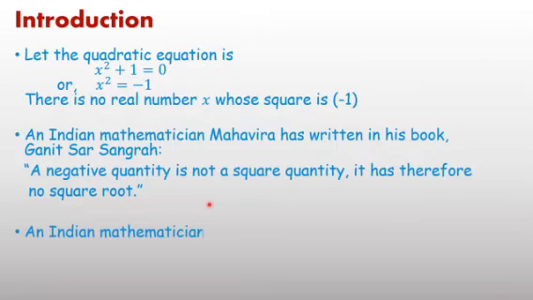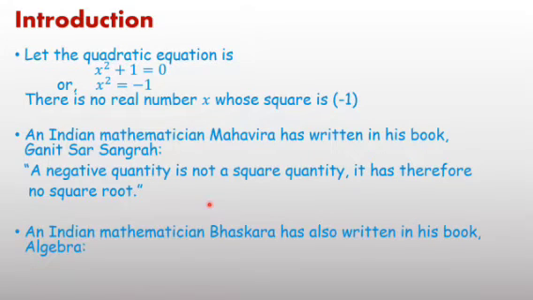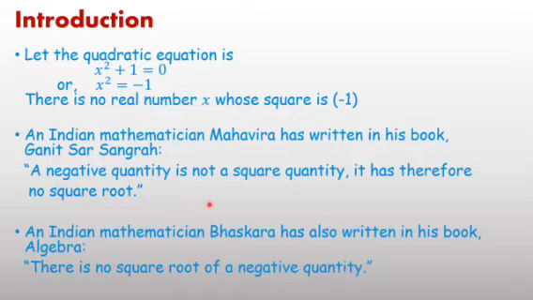Later on, another mathematician Bhaskara also wrote in his book Algebra, there is no square root of a negative quantity. Means if a negative number is given, we cannot find its square root. Here they have given this statement in reference to real numbers. Means there is no real number for which we can find the square root if it is given as negative.